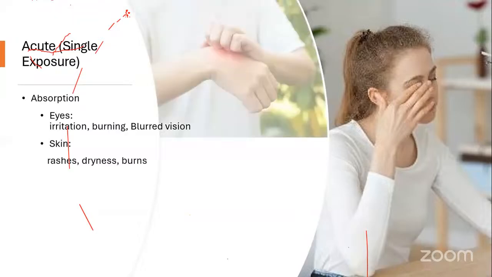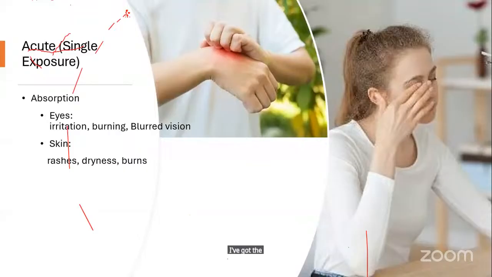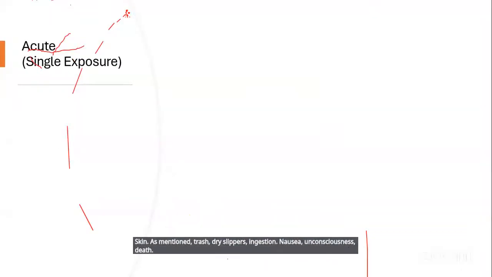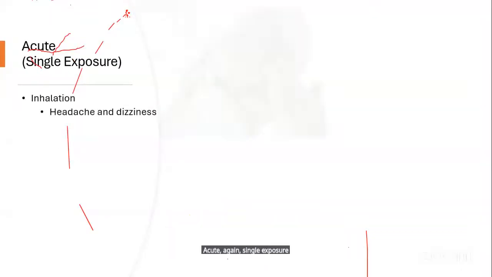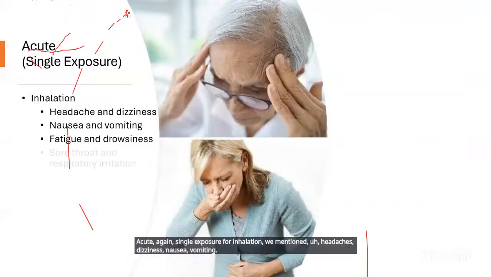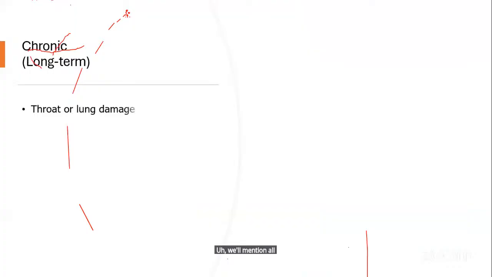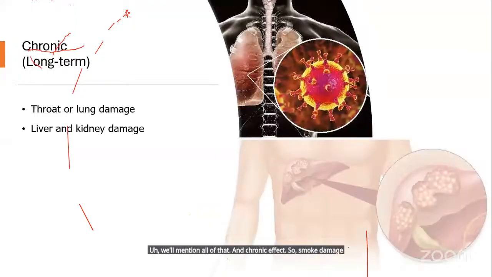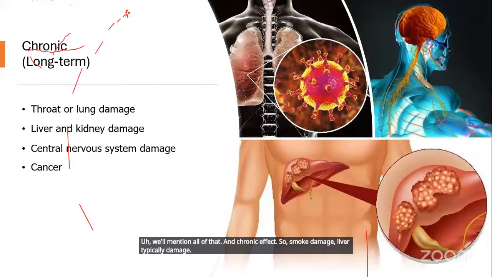And we've covered that. The skin, as we mentioned, rash, dryness, burns. Ingestion, nausea, unconsciousness, death. Acute, again, single exposure. Inhalation, we mentioned headaches, dizziness, nausea, vomiting. We mentioned all of that. And chronic effect: throat, lung damage, liver, kidney damage, central nervous system damage.